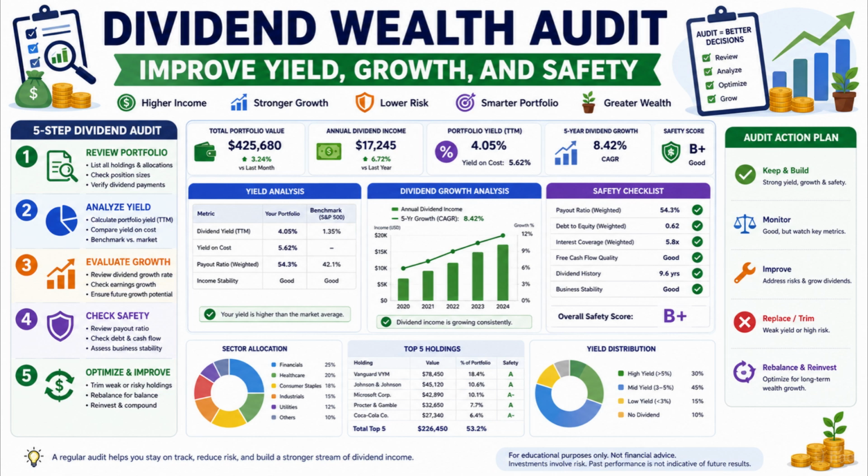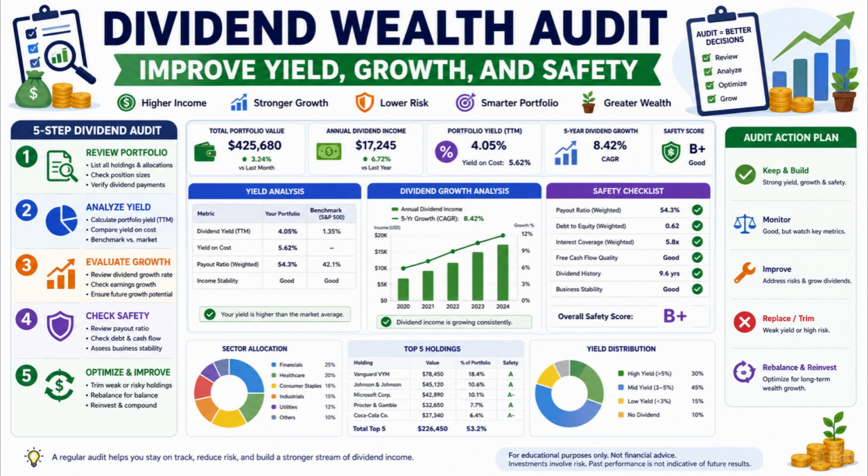In this video we will discuss the Dividend Wealth Audit and how investors can improve portfolio yield, dividend growth, and overall safety. A Dividend Wealth Audit is a structured review of an income portfolio. Its purpose is to identify strong holdings, weak positions, concentration risks, unsustainable dividends, and opportunities for long-term improvement. By reviewing the portfolio regularly, investors can make better decisions instead of depending only on current yield.